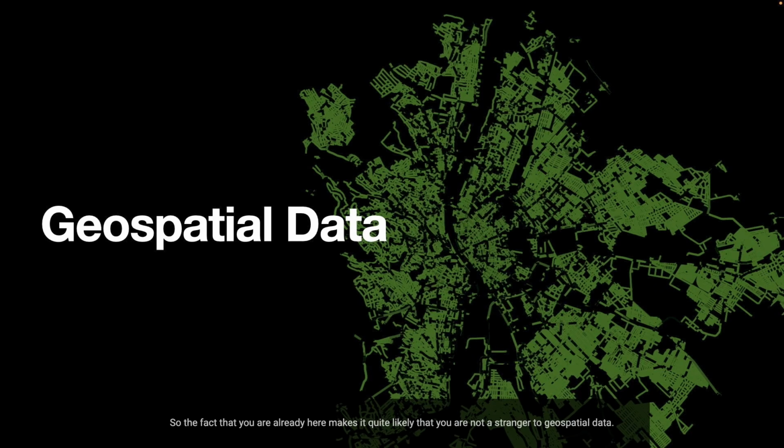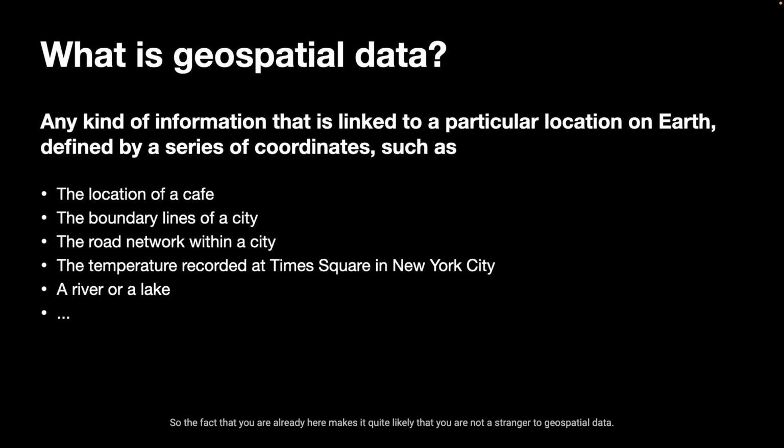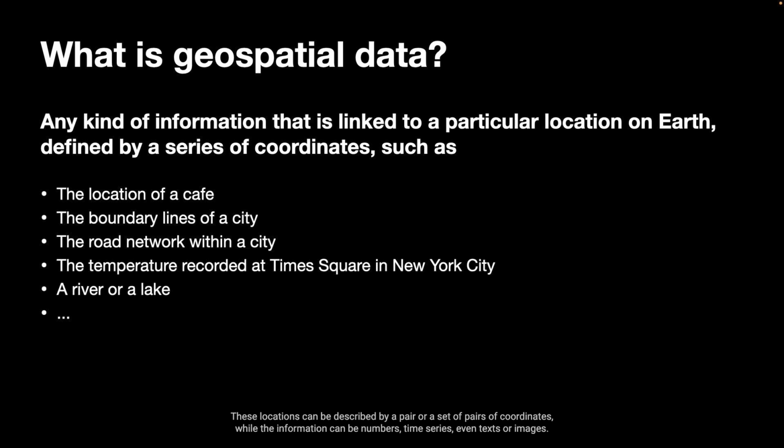So the fact that you are already here makes it quite likely that you are not a stranger to geospatial data, yet it's probably better to make sure that we are all on the same page here. So briefly, we call spatial or geospatial data any kind of information which can be linked to a specific location on Earth. These locations can be described by a pair or a set of pairs of coordinates, while the information can be numbers, time series, even texts or images.